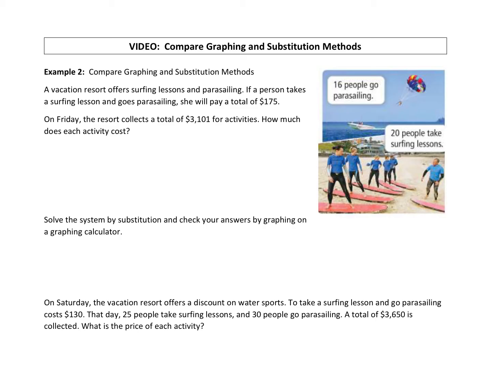So the two activities are surfing lessons and parasailing. We want to define our variables. If you're going to use an X and a Y in algebra, we have to talk about what X and Y equal when we're in the context of a word problem like this. So we'll let X equal the cost of surf lessons, and let Y equal the cost of parasailing.